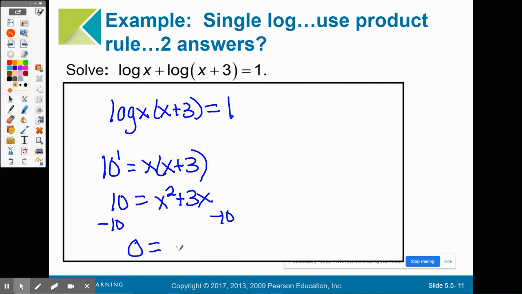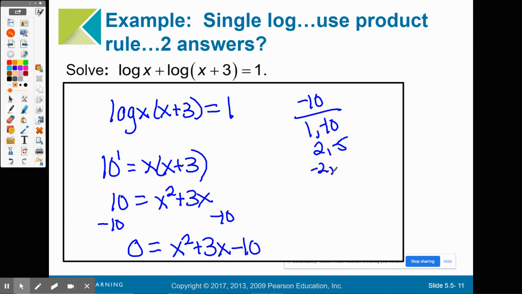Get 0 on one side, and then you're going to solve this quadratic: x squared plus 3x minus 10. Can we factor it? We hope so. If I make a list for negative 10, I get 1 and negative 10, 2 and negative 5. That gives me negative 3, so I need negative 2 and positive 5. Oh, I'm a liar. It looks like my factors are negative 2 and positive 5. x minus 2, x plus 5. And it looks like my answers are 2 and negative 5.